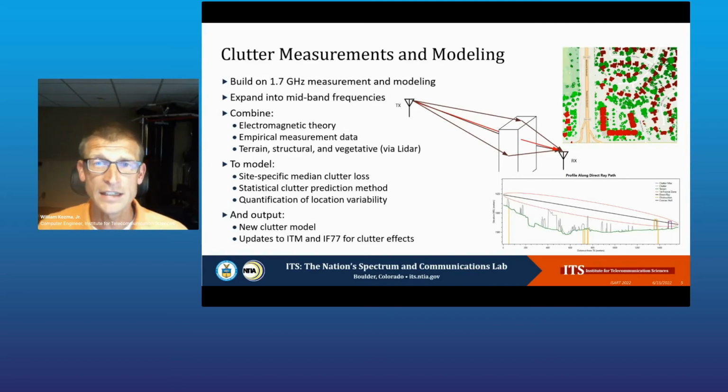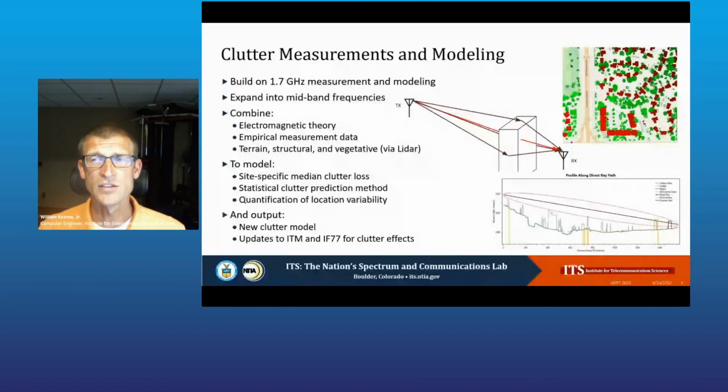And lastly, of course, we're doing a lot of work in clutter modeling, not just in the 3.5 band, but also more broadly. We've been building on work we've done with AWS-3 at 1.7 gigahertz. Again, we're expanding this to mid-frequencies, and we're combining electromagnetic theory, measurement data, both what we have and what we're going to be capturing, as well as environmental data on terrain, structures, or vegetation that you can capture from LiDAR. And how can we incorporate all this data to really improve modeling as a whole, both point-to-point and statistically based, right?